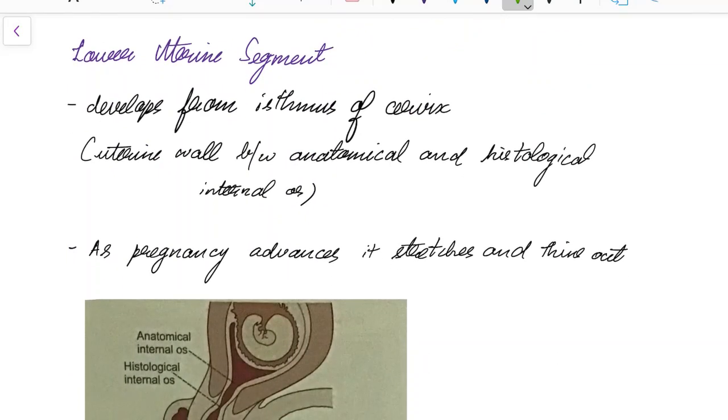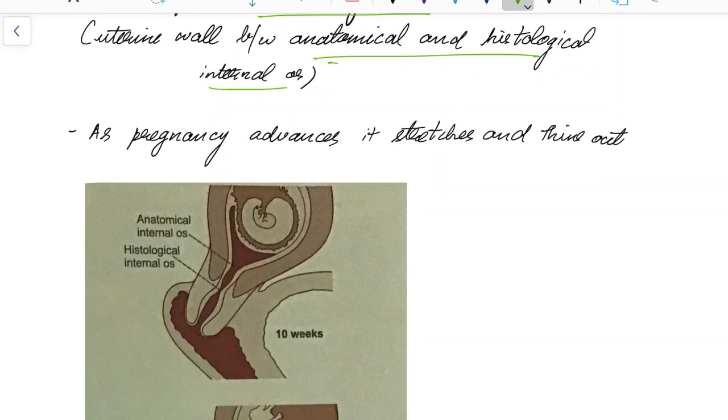Now, another important change prior to the onset of labor is the formation of lower uterine segment. The lower uterine segment develops from the isthmus of cervix. The isthmus of cervix is the part of uterine wall between anatomical and histological internal os. As pregnancy advances, the lower uterine segment stretches and thins out.